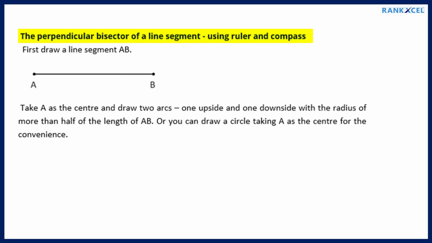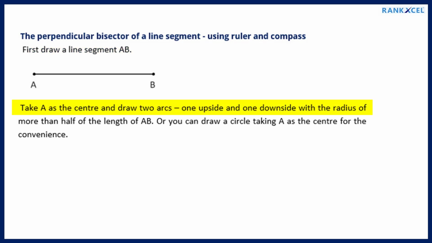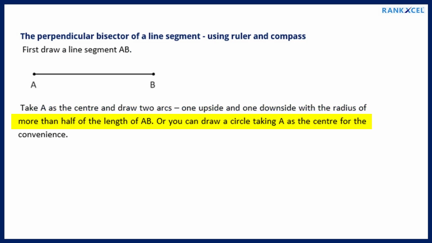The perpendicular bisector of a line segment, using ruler and compass. First draw a line segment AB. Take A as the center and draw two arcs, one upside and one downside, with a radius of more than half of the length of AB.